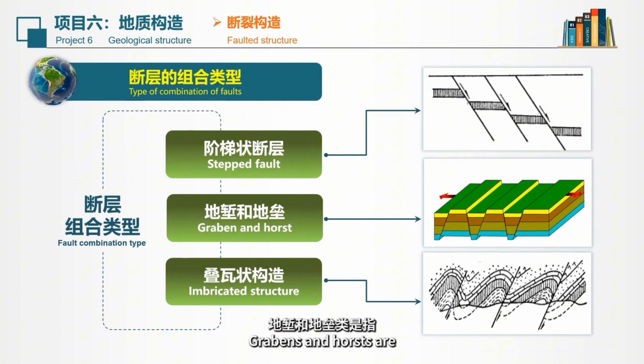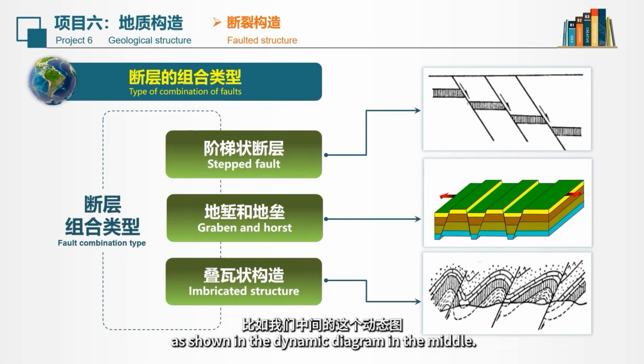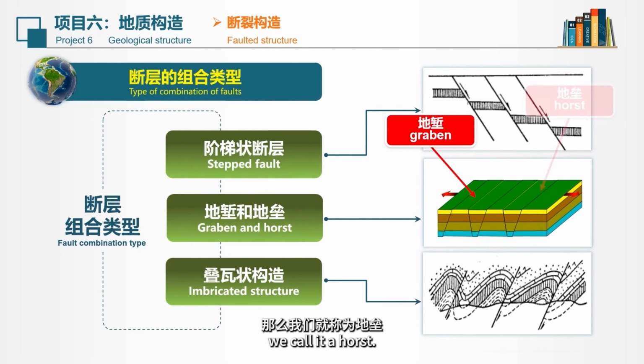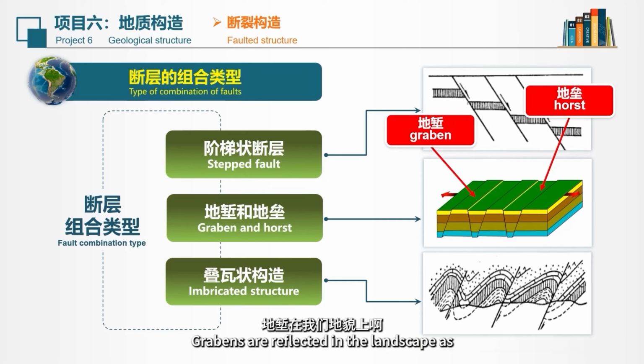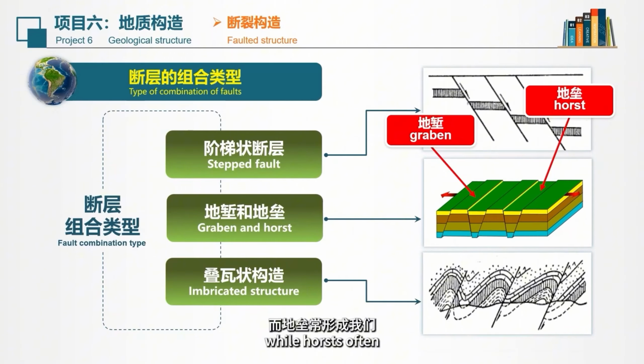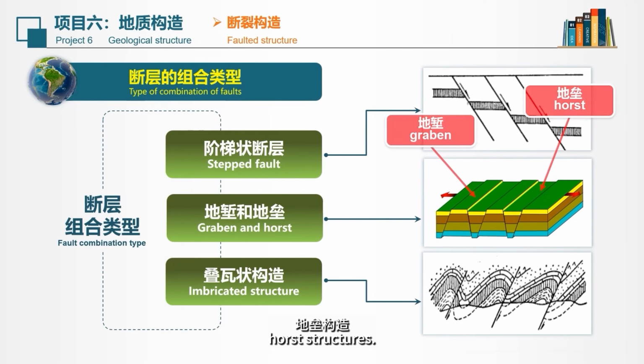Grabens and horsts have opposite dips and similar properties, as shown in the dynamic diagram in the middle. If the rock block between two faults sinks relatively, we call it a graben. If it rises relatively, we call it a horst. Grabens are reflected in the landscape as long and narrow valleys or elongated basins, while horsts often form blocky mountains, such as the Tian Shan and the Alps, which widely develop horst structures.